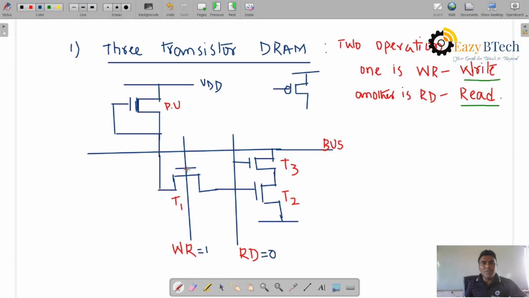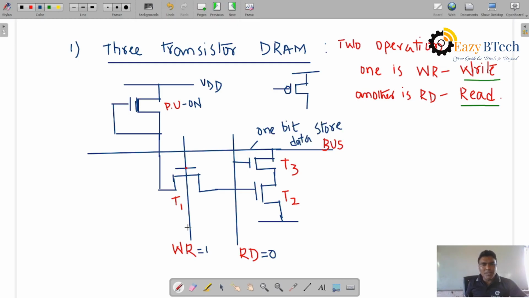So write operation is equal to 1. Already the VDD passing through the pull-up is always on. It is a pull-up on transistor. The VDD is passing through this one. It is already connected to the supply, and the bus is where data is stored. So this is 1 bit of data stored.